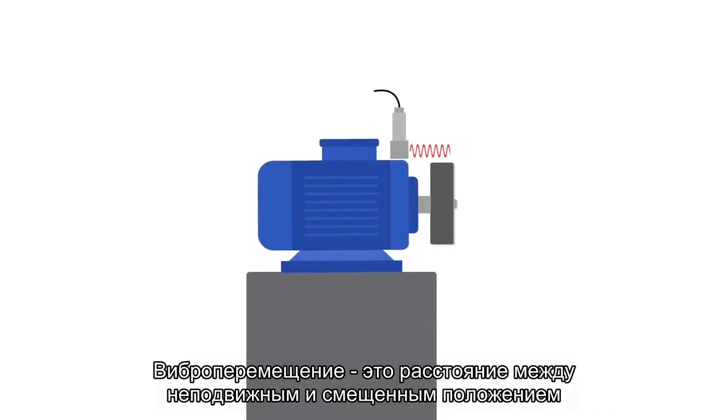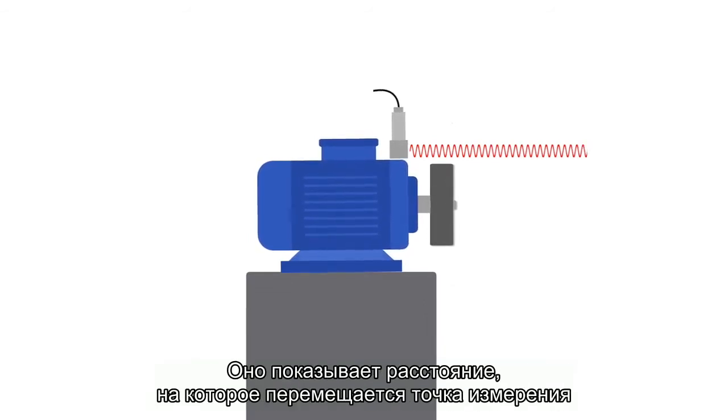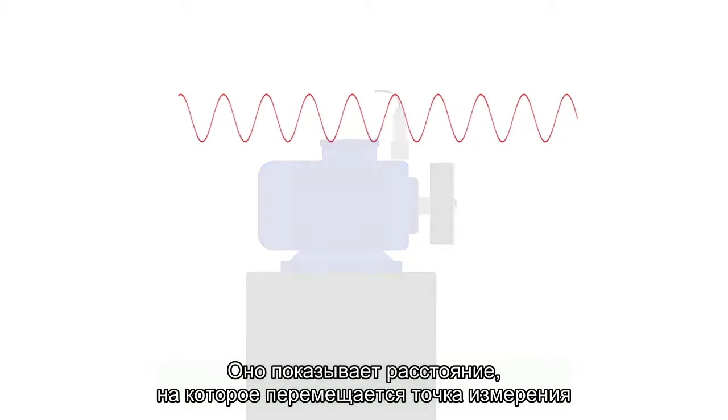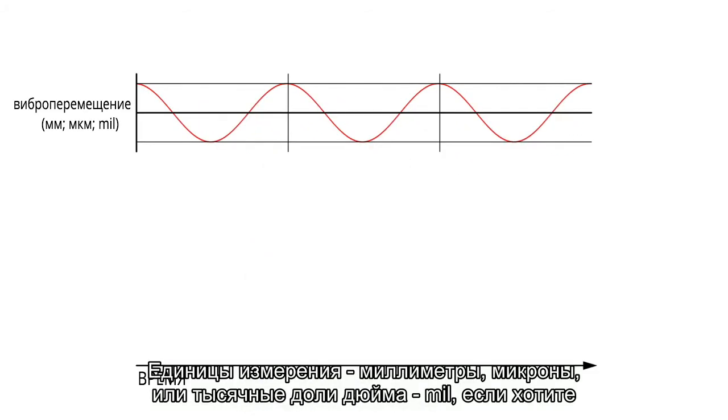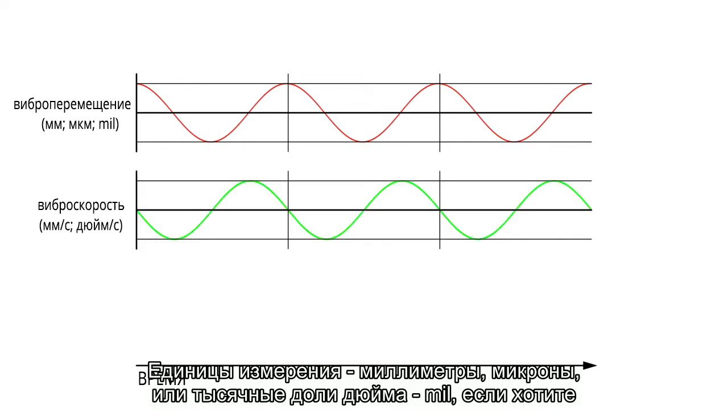Amplitude can be measured or displayed in 3 types of physical quantities, as you know from previous videos: displacement, velocity, and acceleration. Displacement means the distance between the stable and extreme position. It tells us how far the measured point is moving. The units are millimeters, micrometers, or thousandths of an inch, or mils if you prefer.